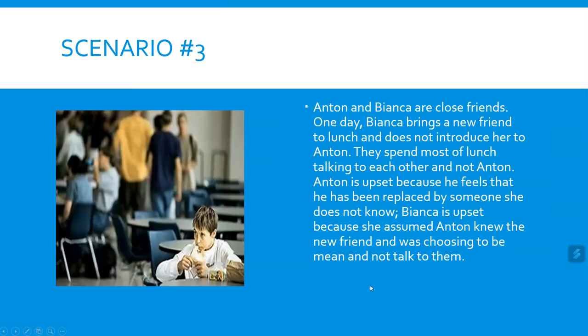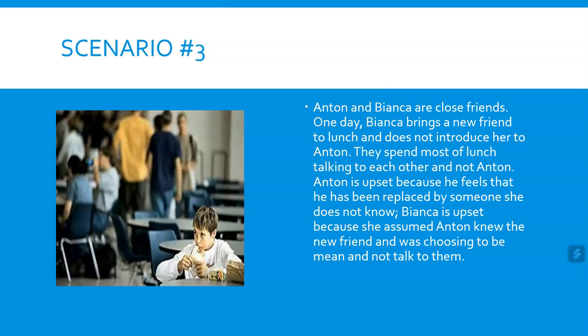Okay, now the final scenario is Anton and Bianca are close friends. Now, one day Bianca brings a new friend to lunch and does not introduce her to Anton. They spend most of the lunch talking to each other and not Anton. Anton is upset because he feels that he has been replaced by someone she does not know. Now, Bianca is upset because she assumed Anton knew the new friend and was choosing to be mean and not talk to them. Okay, and this stuff happens in lunchrooms all over the place. So, again, identify how the people responded to the conflict and explain the different vantage points in the conflict.